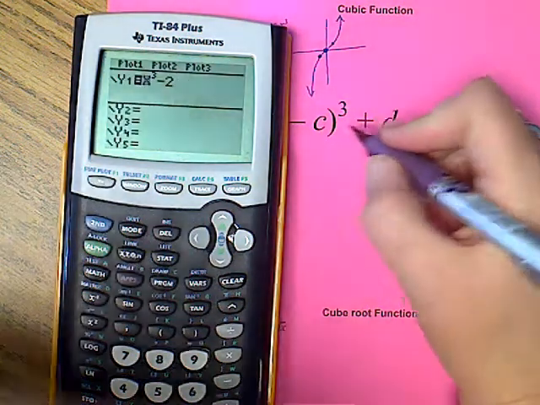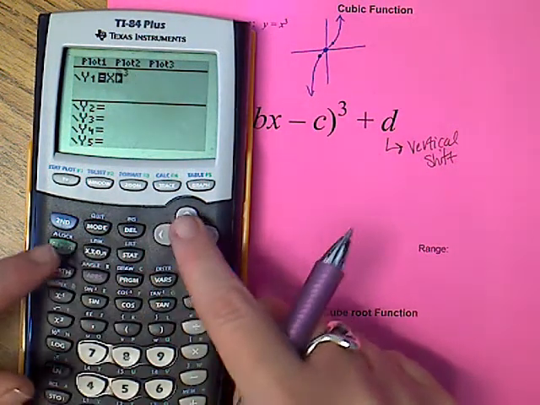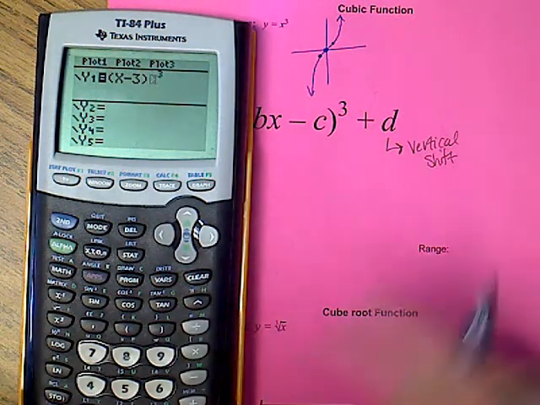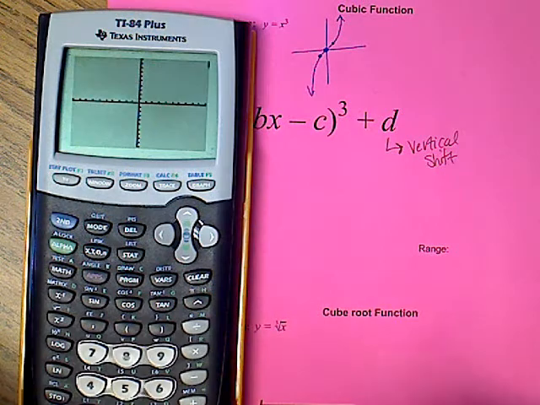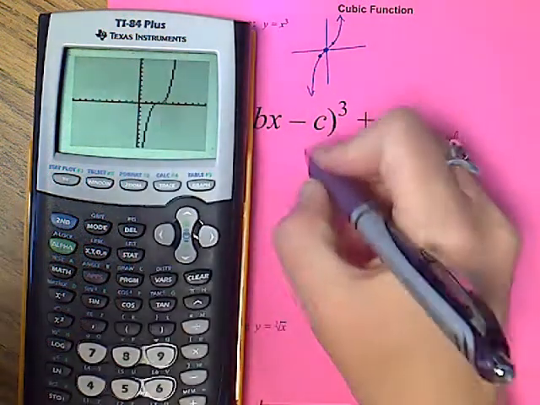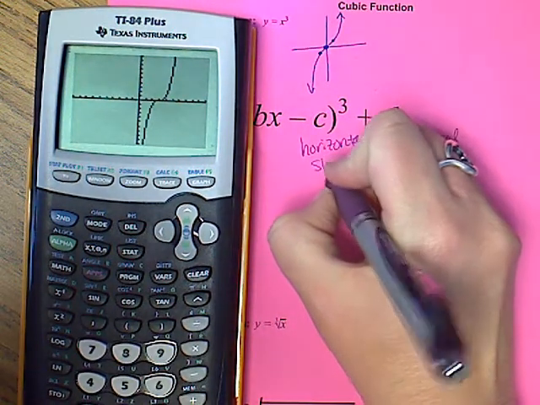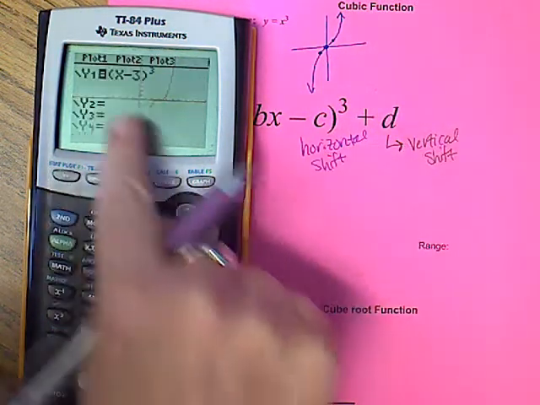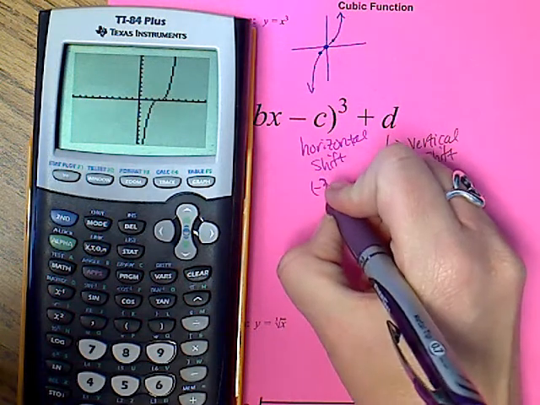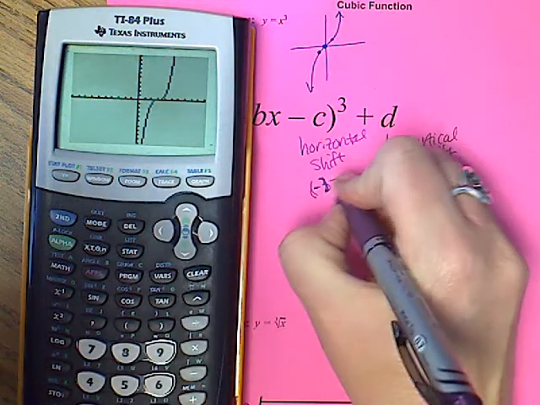We're going to work with C. Notice C is inside a parenthesis. So we're going to do x minus 3. We're going to leave it like that. When we hit graph, instead of moving up or down, notice it moved to the right 3. This is our horizontal shift. It moved right, or it could move left. Horizontal shift. Notice that we have -3 in there. So we have a negative inside, but we moved to the right. So negatives will move you to the right.